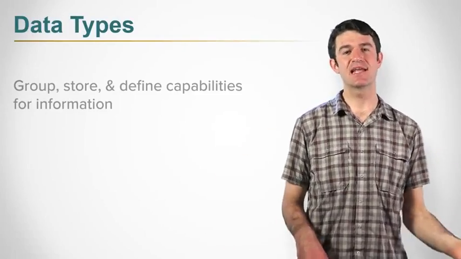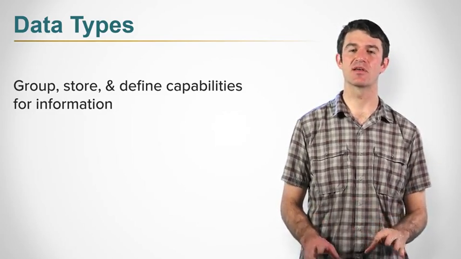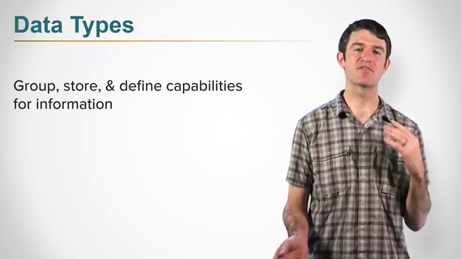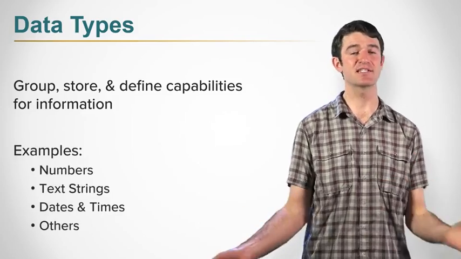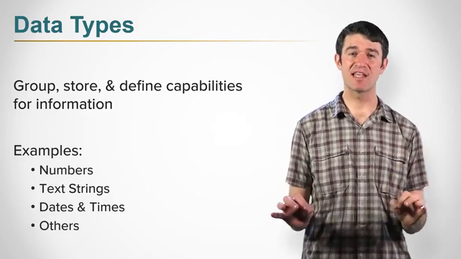So first, what do I mean by data types? Data types help us group, store, and define capabilities for information. To start with, you can think of a few different types of data, generally speaking. We have numbers, text strings, dates and times, and some others. These are the human types that we often think of.